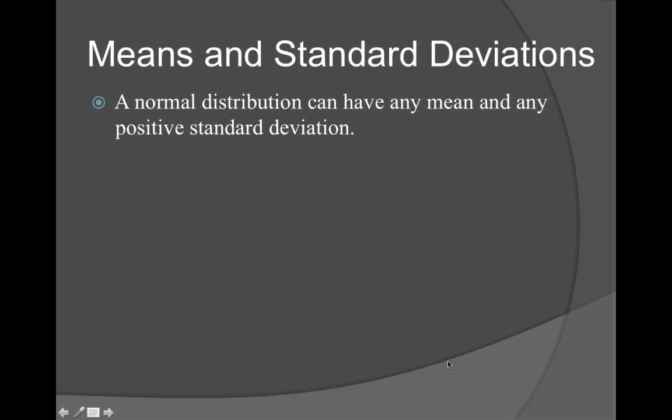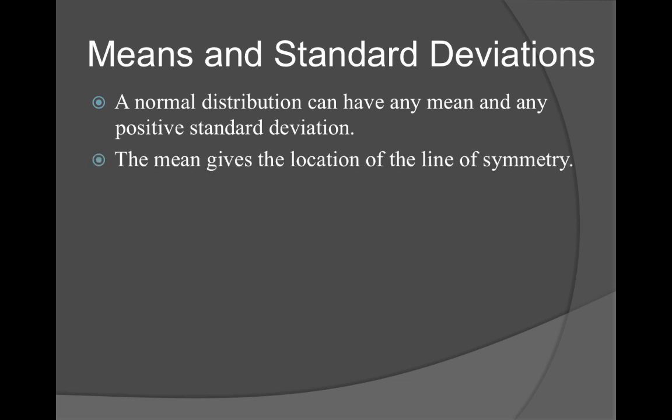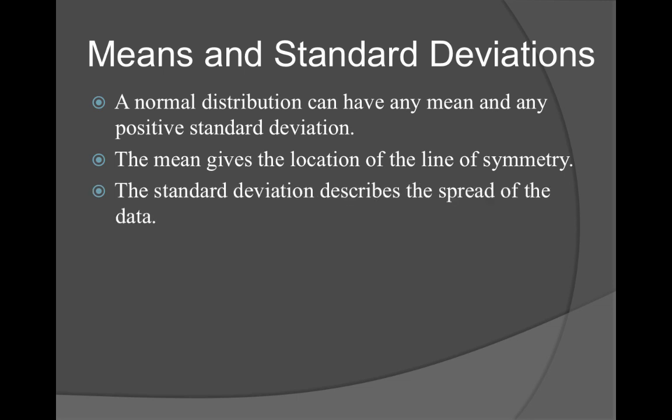A normal distribution can have any mean and any positive standard deviation. We've seen this especially with IQ scores. The mean is 100 and the standard deviation is often reported to be 15. The mean gives the location of the line of symmetry. The line of symmetry is just that dotted line I was referring to in the middle, where we can fold and get the two halves on top of each other. The standard deviation describes the spread of the data. So how is our distribution spread out? Is it really wide or is it really narrow?